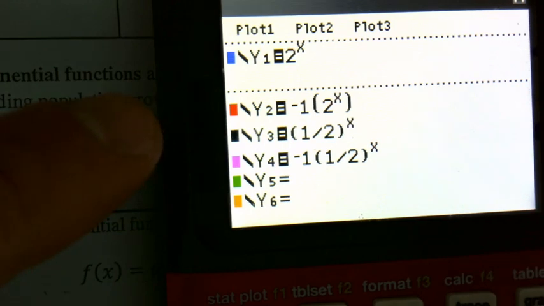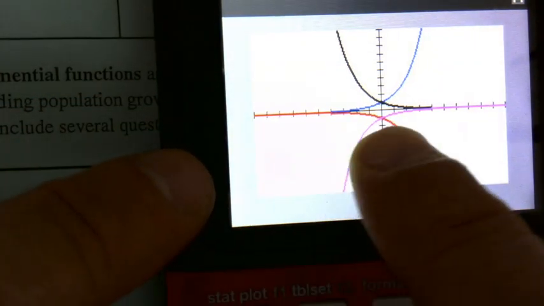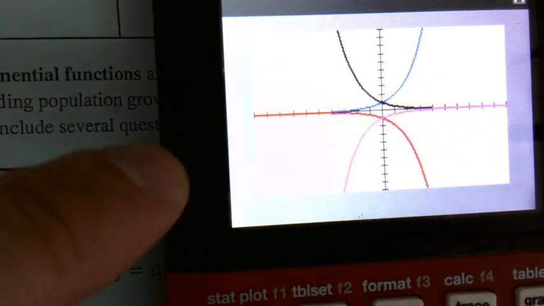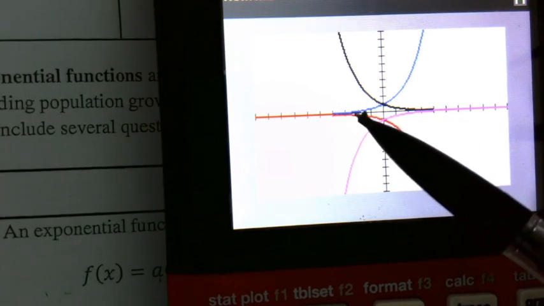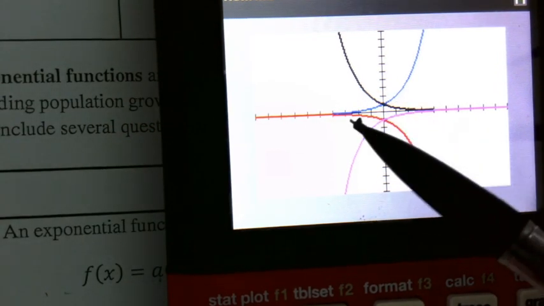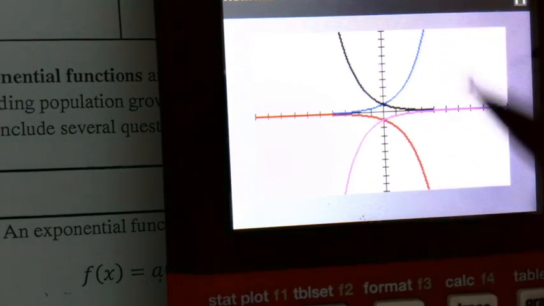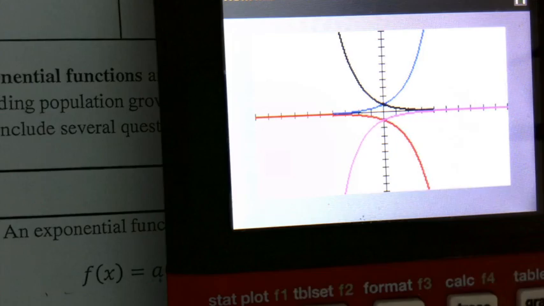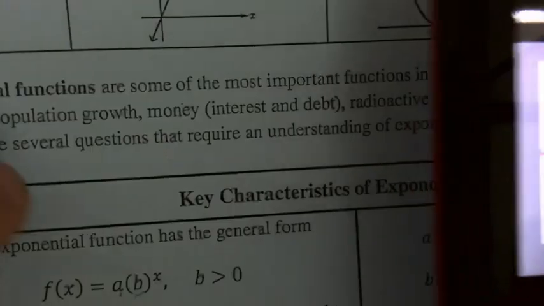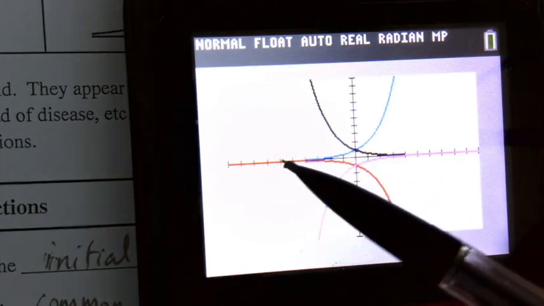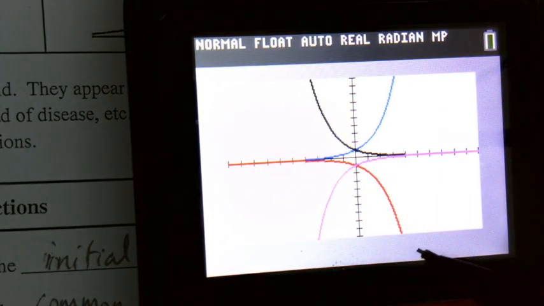Ready? This is a standard. The blue would be a regular 2 to the x power. It's getting bigger and bigger really quickly. Now, if I throw a negative in front of that in the a value, then that would make it flip and it would be decreasing really quickly.